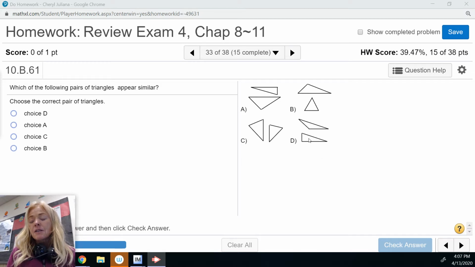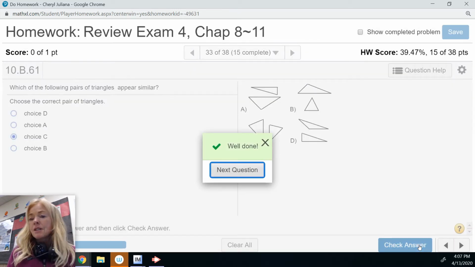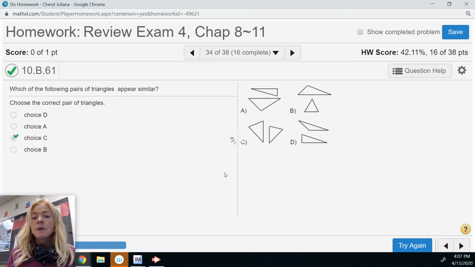And then D, they look different too, this obtuse angle. This is a right, more obtuse and right. So I'm going to go with choice C. Remember, similar triangle, same shape, different size. All right, and that was 33. We'll move on to 34.